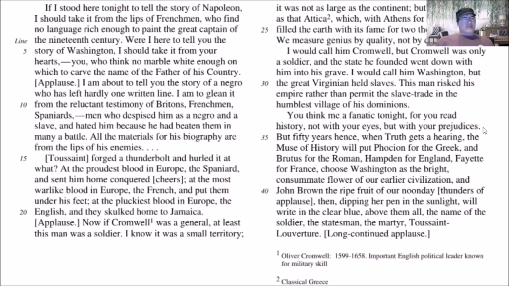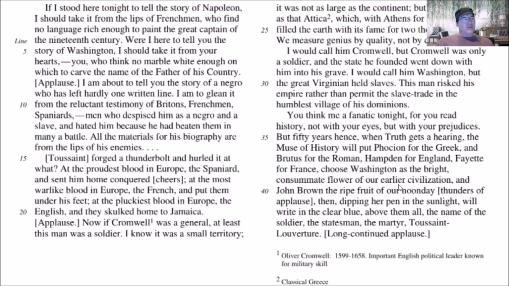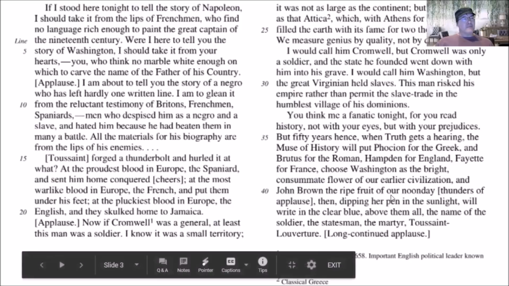Okay, so he returns back to second person speech, and then he begins to catalog various heroes, some of them lesser known in history, again to make parallels with Toussaint. "But 50 years hence, when truth gets a hearing," notice the personification here, "the muse of history will put Phocion for the Greek and Brutus for the Roman, Hampden for the English, Lafayette for France, choose Washington as the bright consummate flower of our earlier civilization, and John Brown, the ripe fruit of our noonday." And here's where he's gained his audience back.